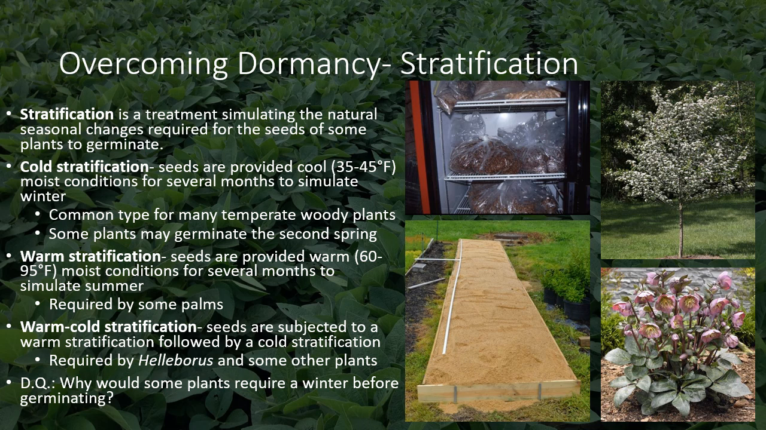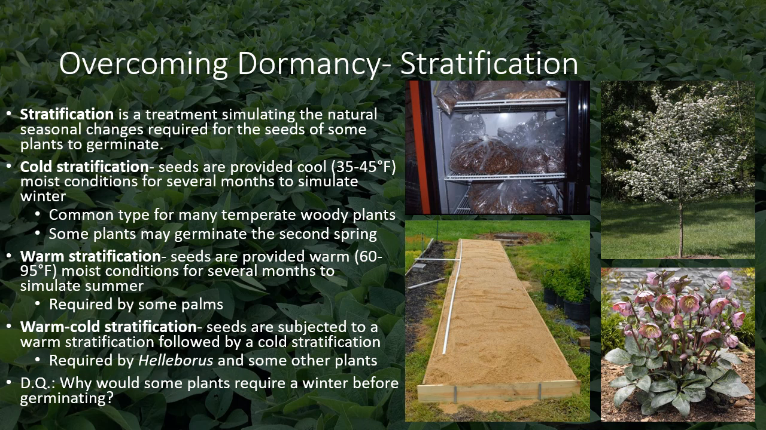Some species actually require a double cold stratification. They might require two winters. There are some species of hawthorns that are like this. Some species of hollies also require a double cold stratification, and they might not germinate for 2 years. They might have to go through two winters in order to germinate. But for most species, we're looking at between 2 months to 4 months of cold, moist conditions.